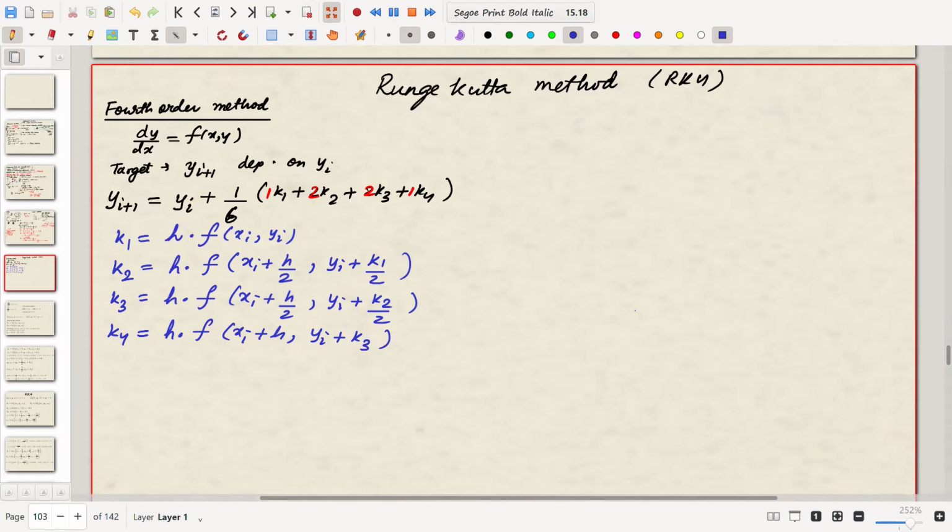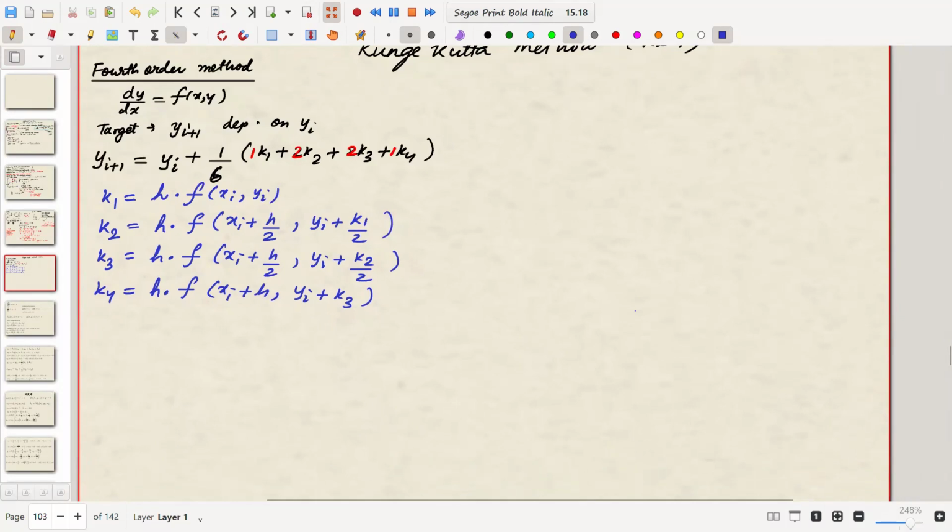So you can see that k1 you solve independently, h times f of x_i, y_i. If you only consider k1 and nothing else, it is just like the Euler method. Then if you consider k2, k2 depends on k1, k3 depends on k2, k4 depends on k3. You can see the iterative method happening here. Fine. So this is the fourth order Runge-Kutta method.